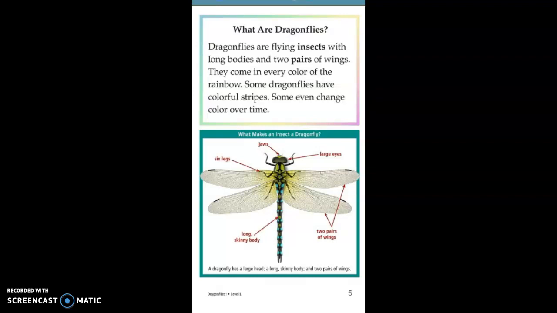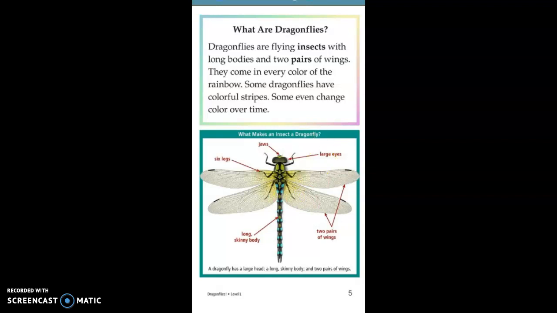It says, what are dragonflies? Dragonflies are flying insects with long bodies and two pairs of wings. They come in every color of the rainbow. Some dragonflies have colorful stripes. Some even change color over time.